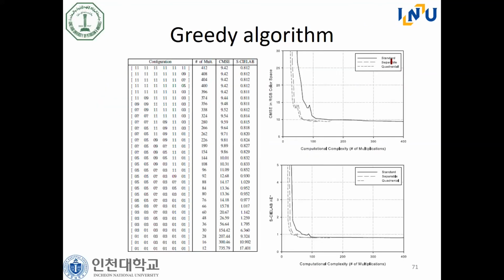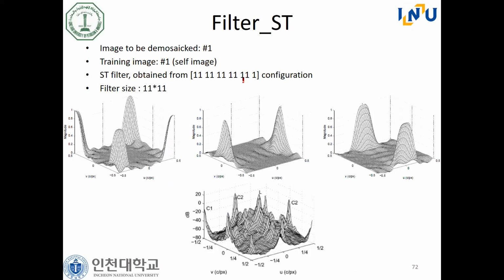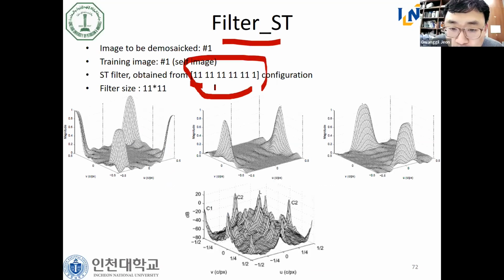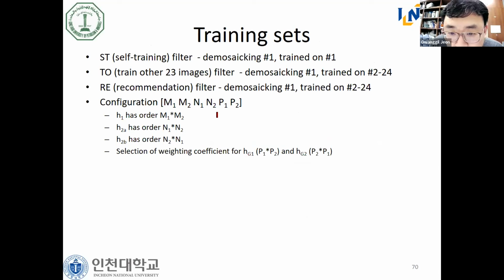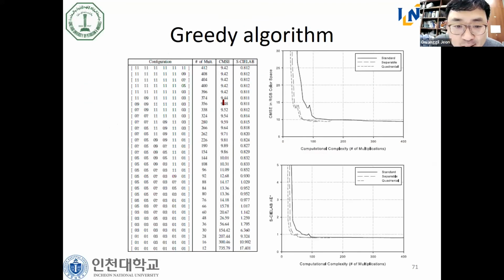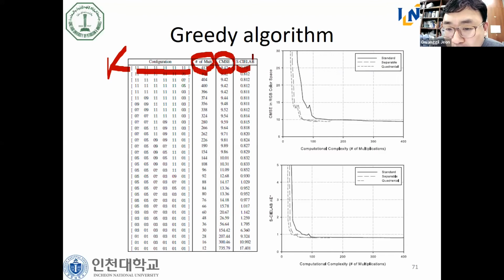Okay, this is a very good question. Actually, I started with 11 by 11. As you can see, this is the filter size: M1 and M2, N1 and N2. This is all filter size. If the filter is bigger, then the number of multiplications is larger, it was 412, and the performance, in MSE and SCIELAB, was relatively low, so performance was very good. But as we reduce the filter size, the performance becomes poor. So what we can say is that a bigger filter guarantees better performance.